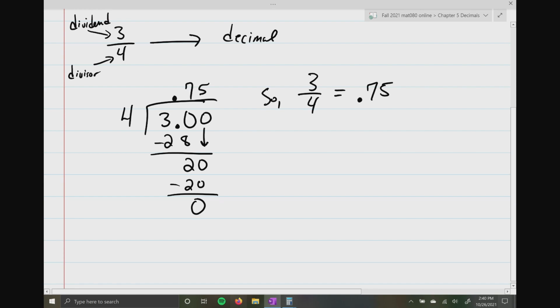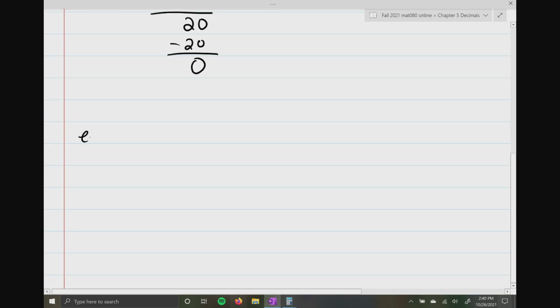Now, there are some times we got to be a little bit careful, like in this example. Let's convert -9/5 to a decimal, all right? Well, here you got a negative fraction, which means your decimal is also going to be negative. So I'm not going to worry about the negative sign yet. All I'm going to do is set up my problem.